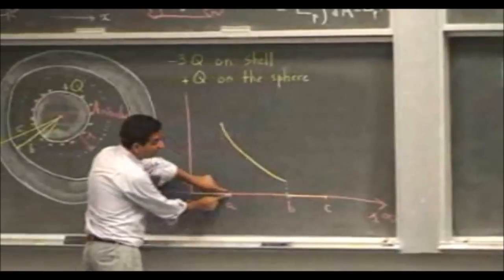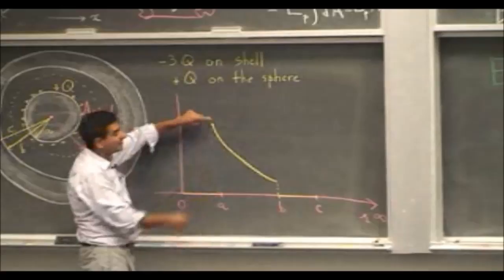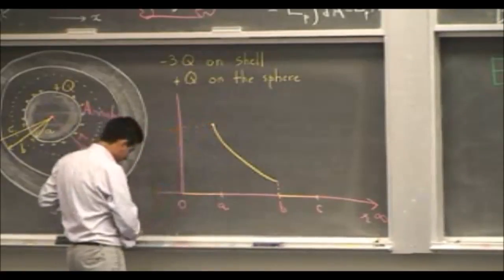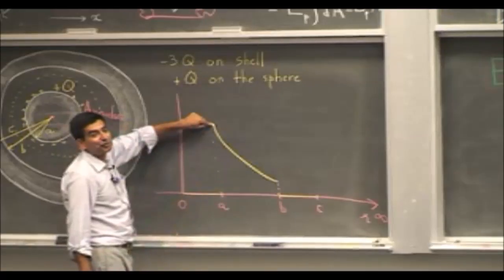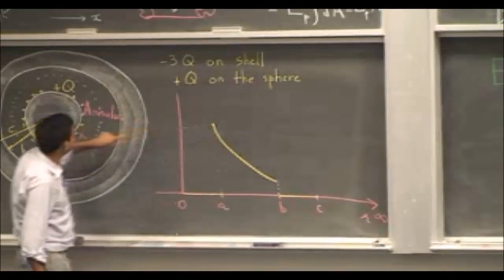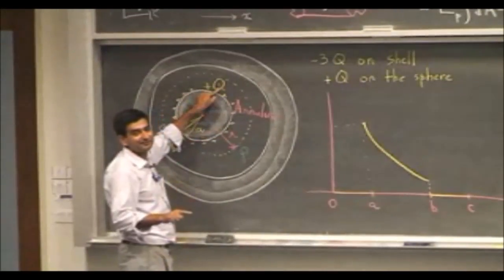So there is a discontinuity in the electric field at this point. The electric field jumps from 0 to some positive number. And what is the magnitude of this discontinuity? It's going to be 1 over epsilon naught times the surface charge density. The surface charge density is Q over 4 pi a squared.